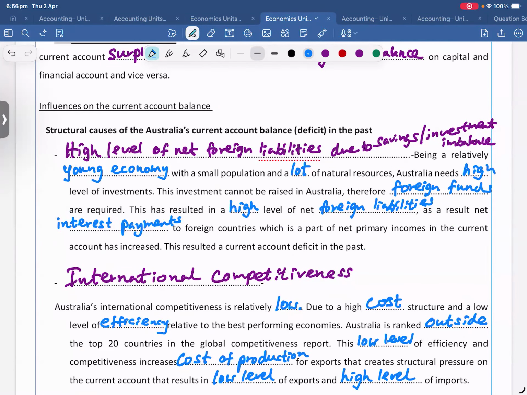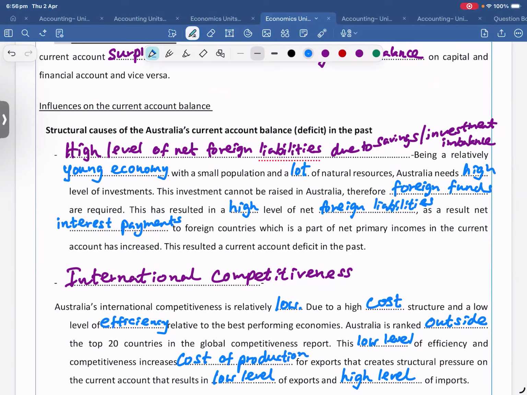Usually I told you the current account balance, what we are having is, what is it? Unfavorable. It has been a deficit for a long time, except a couple of years during COVID, around 2021 and 2022, when we achieved a current account surplus. Apart from that, we have been having the current account deficit.